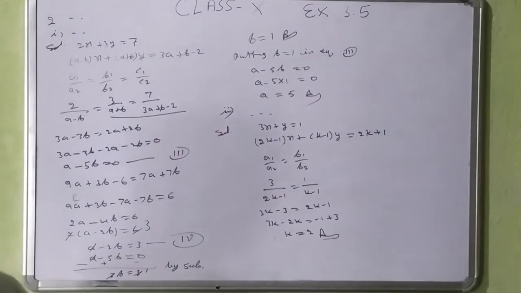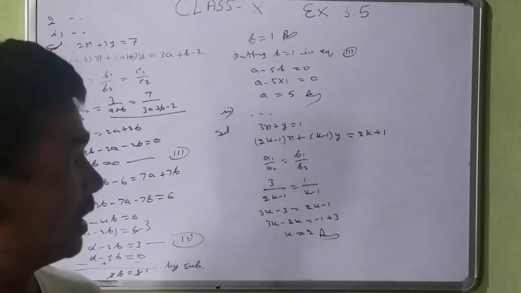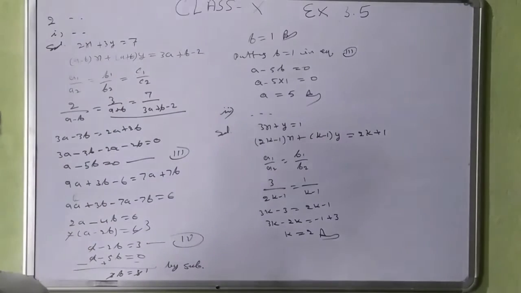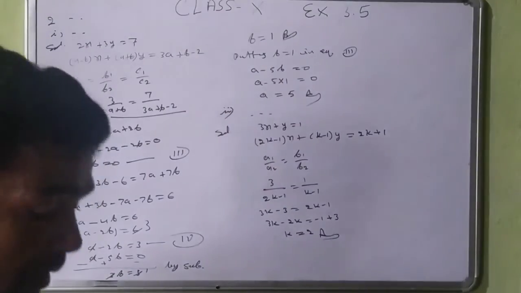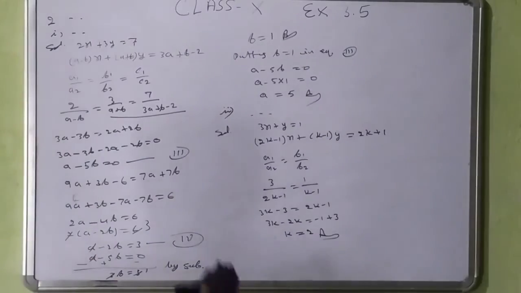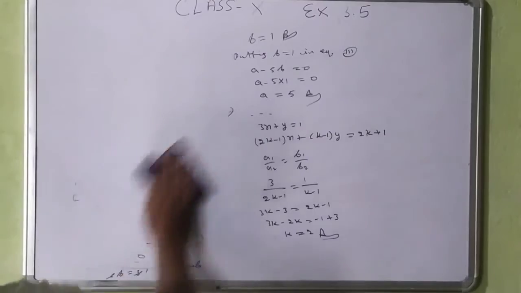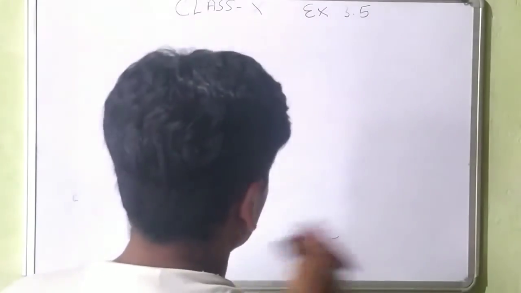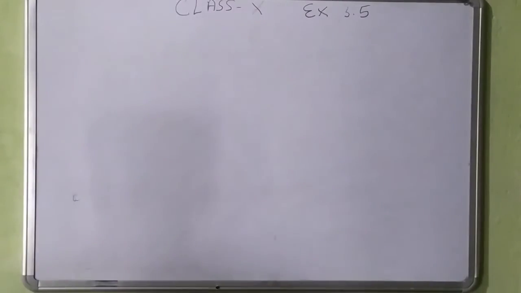Now question number 3. Solve the following pair of linear equations by the substitution and cross multiplication method. You can do that, it's very easy. Now question number 4. This is the lengthy question. Question 4 has 5 parts and these are the most important questions, so don't ignore them.